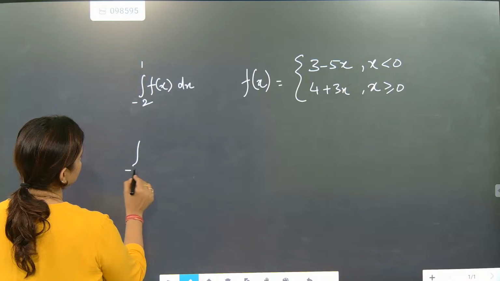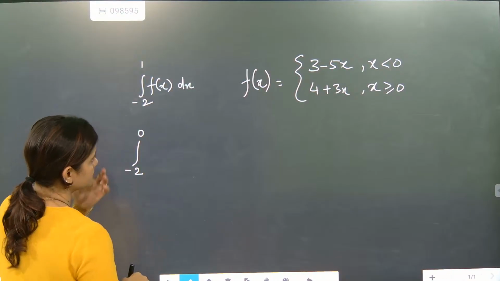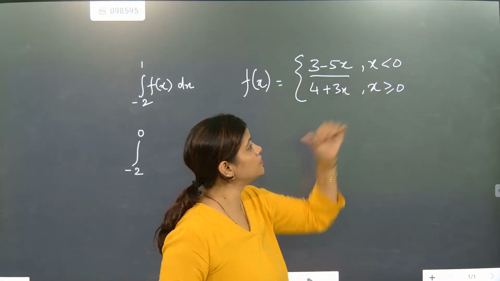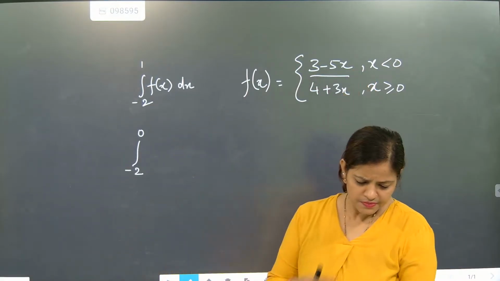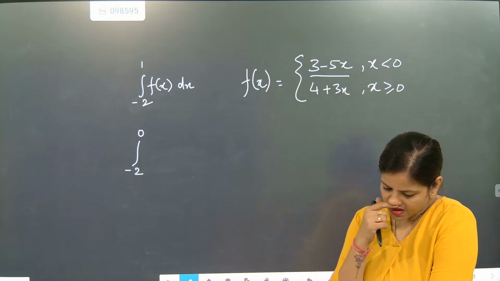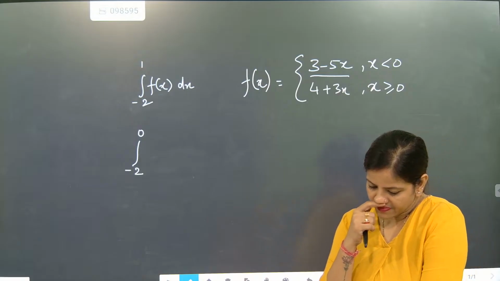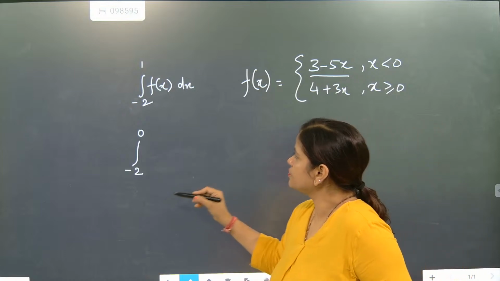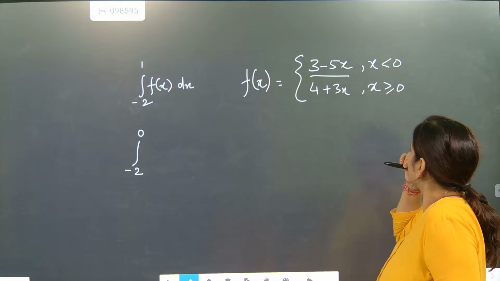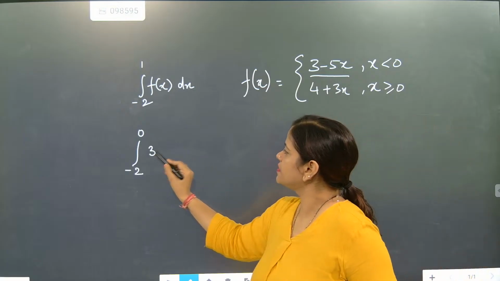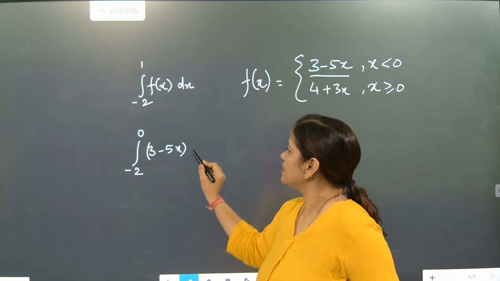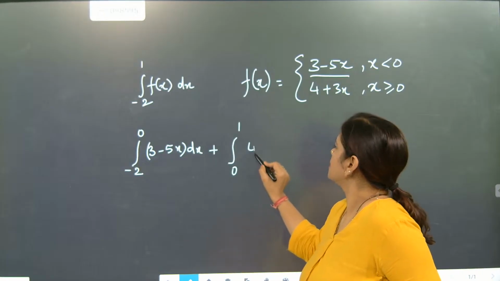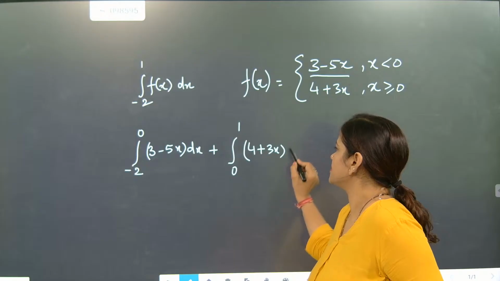So first we will write minus 2 to 0. See, limiting points are different. You make this one equal to 0, you will get the value of x. Minus 2 to 0 and then 0 to 1. Minus 2 to 0, it will become 3 minus 5x dx. Now 0 to 1, 4 plus 3x dx.